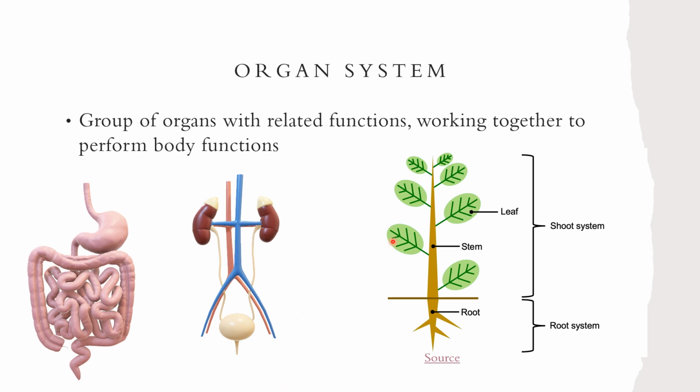Then regarding plants, you have something called the shoot system, which is above the soil, and the root system, which is below the soil. What you have in the soil is roots, and this is called the root system, and what you have above the soil is the shoot system. Basically, that's the stem and leaf.